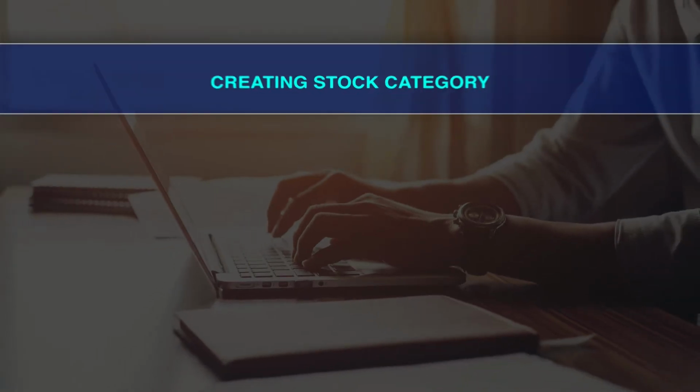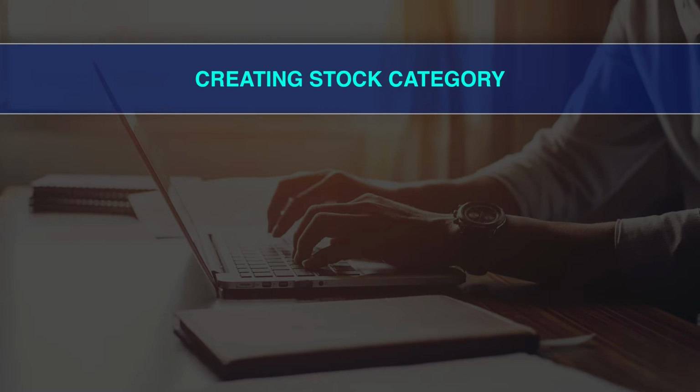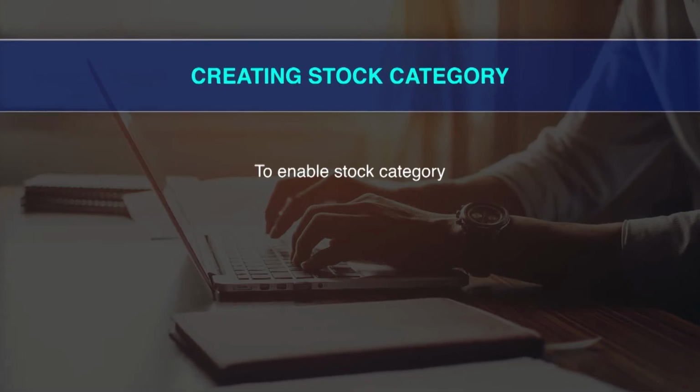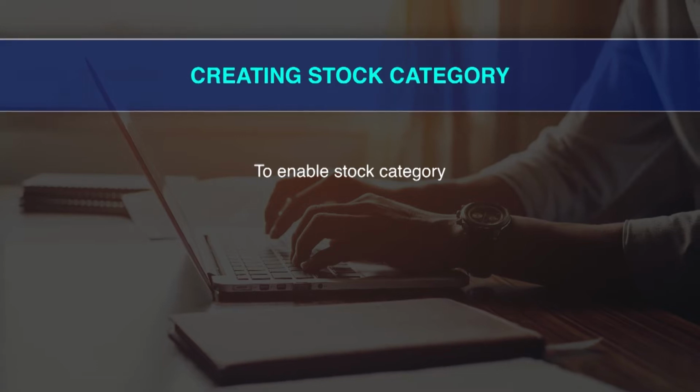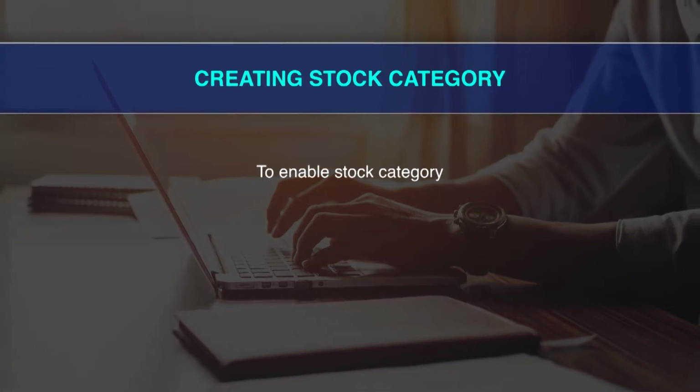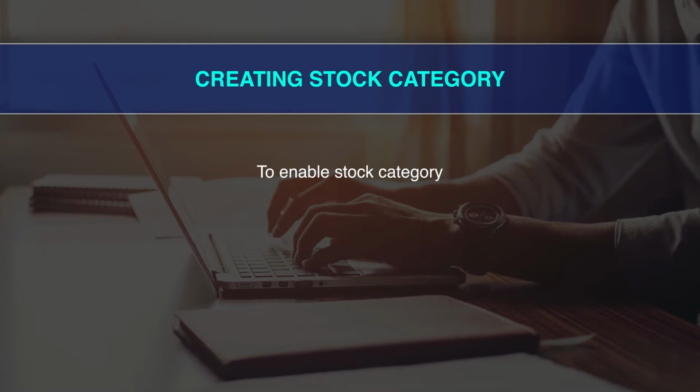Now let us move towards creating stock category. We have already created the stock group. Now let's create the stock category. Before creating stock category, you have to enable the stock category option. By default, it is not set as yes. It is set as no. To set this as yes, you need to go to the features or you can press F11 from the keyboard. Then you will go to inventory features.